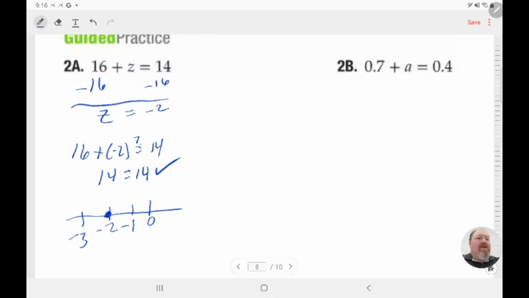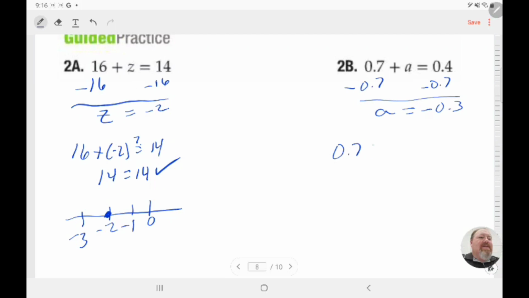All right. Then on 2b, we subtract 0.7 from both sides because it is a positive. So 0.7 minus 0.7 would be 0. That isolates the a, the variable. And then this would give me negative 0.3. Then we need to see if that is correct.